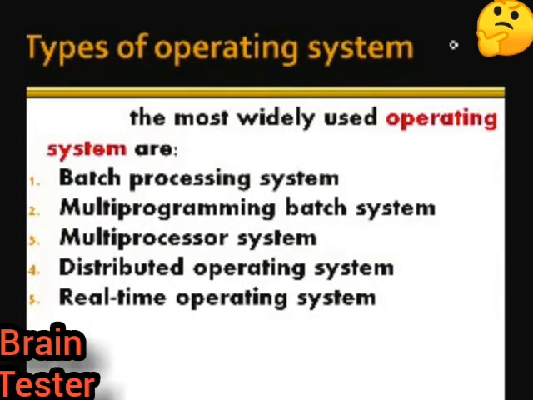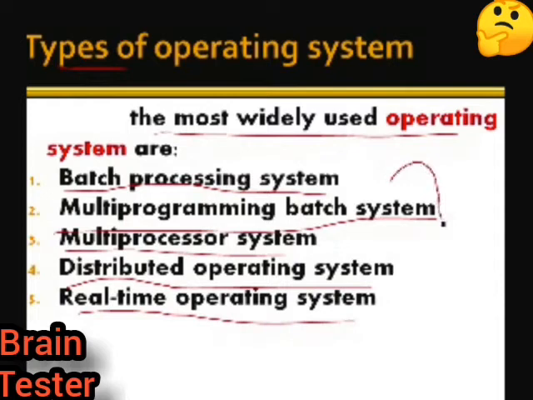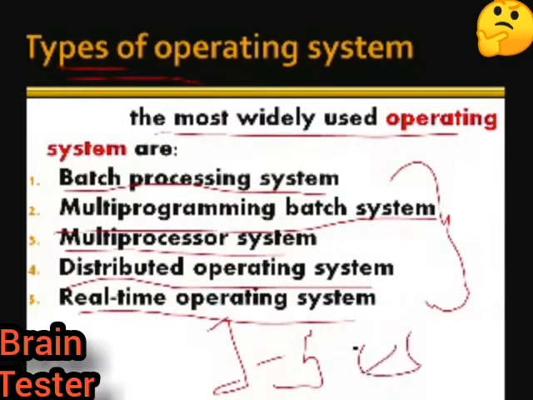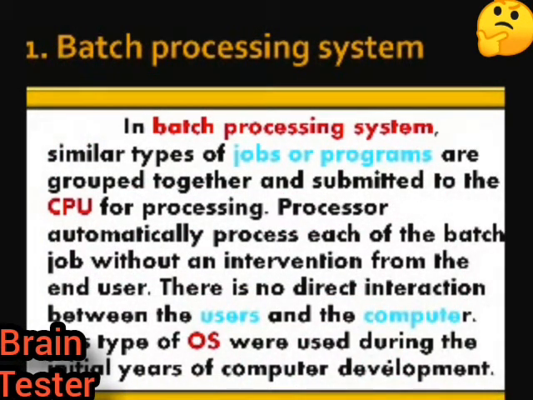Okay, types of operating system. What are the types? The most widely used operating systems are batch processing system, multiprogramming batch system, multiprocessor systems, distributed operating system, and real-time operating system. From one to five, these are all the types. Now next slide. Now we will learn about the batch processing system one by one.